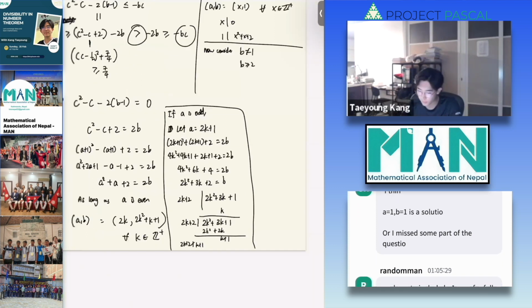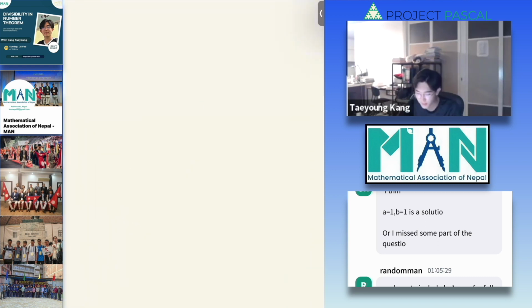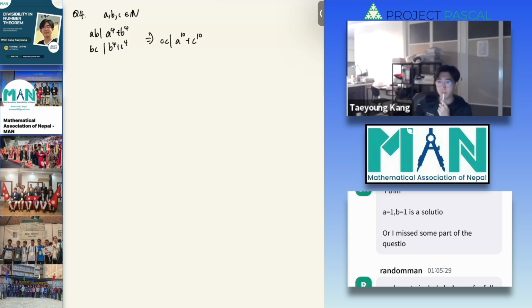I'll move on to problem number 4 now. I think this problem is quite neat. Do you guys have any ideas for how to do problem number 4? A, B, C are natural numbers. Prove that if AB divides A to the power 4 plus B to the power 4, and BC divides B to the power 4 plus C to the power 4, then AC divides A to the power 10 plus C to the power 10. If you have any ideas, you can write them out in the general chat.